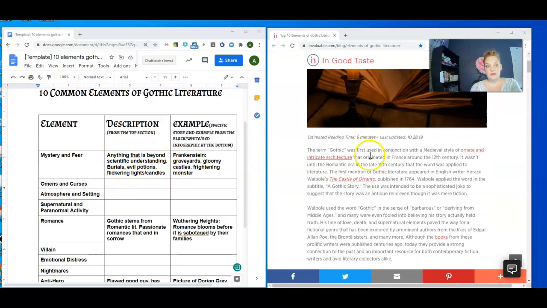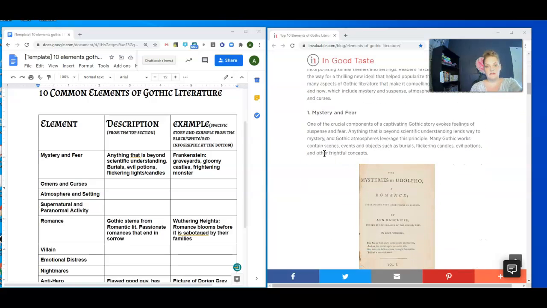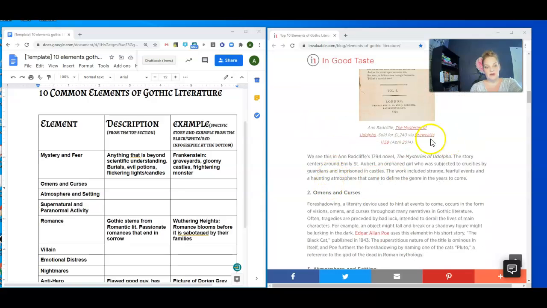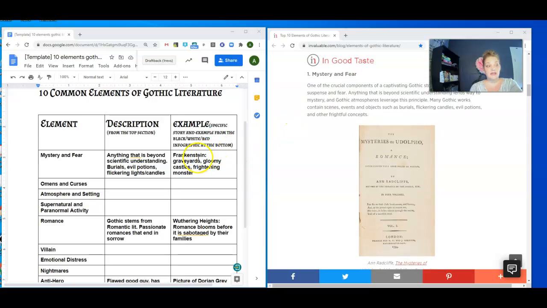So if you go to the website, it's going to look like this. You scroll down to where you start to see the elements, and this first part right here under the elements, that's where you're going to find the description. And in the description, it can include some general examples, some basic examples, like this one right here has burials, evil, potions, flickering lights, and candles. It can include those. When you go to example, it's going to include more specific.